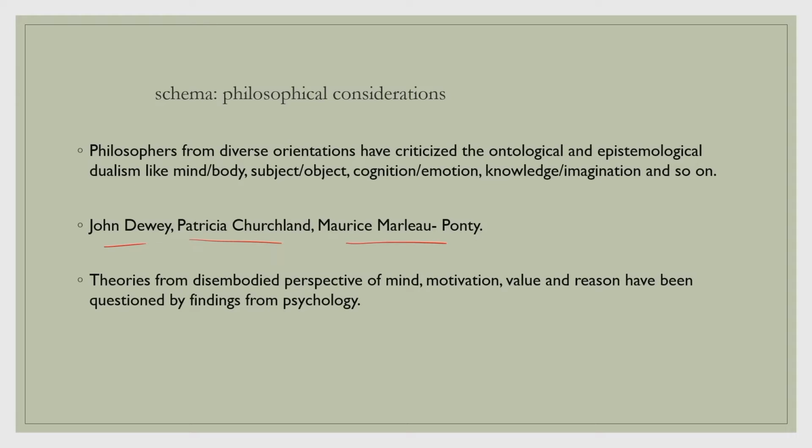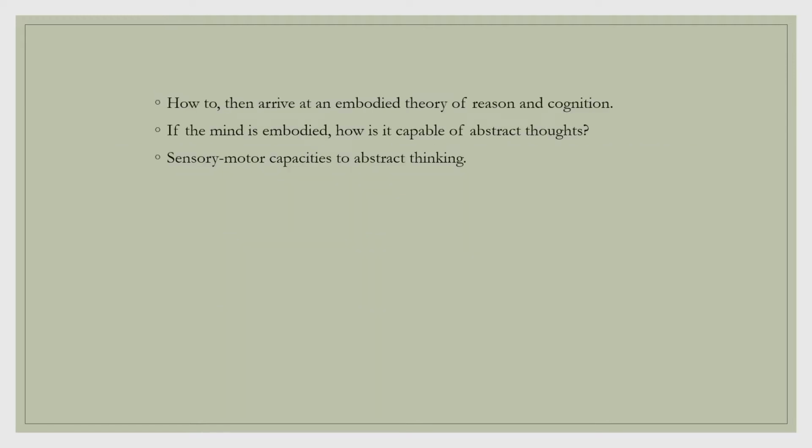Theories from a disembodied perspective of mind, motivation, value, and reason have been seriously questioned by findings from later-day psychological research, as we have already seen in the background in module 1. When psychology developed and got a new branch of cognitive psychology, with newer paradigms of research, newer experimental methodologies, and a lot of new findings and empirical evidence, this kind of dualism started getting questioned. So, not only from philosophy, but also from psychology, there were new questions to be talked about, and new ways of looking at how we resolve this problem.